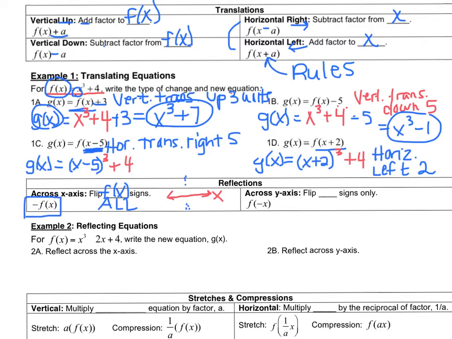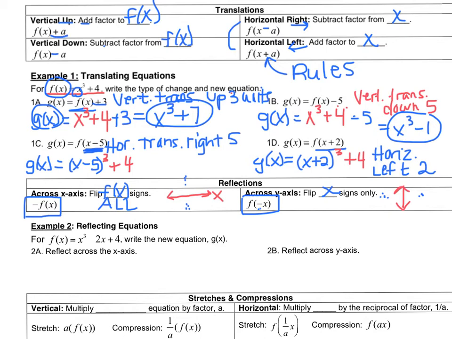If you're flipping across the y-axis, which is up and down, this time it'd be a flip from left to right. So the only signs that will change will be the signs on the x's. So this time the rule is you only change the signs in front of the x.